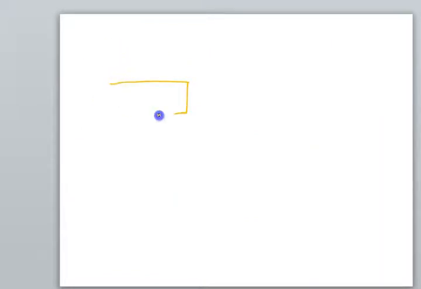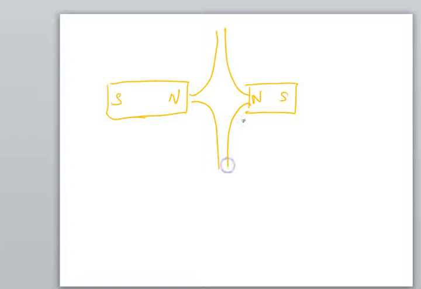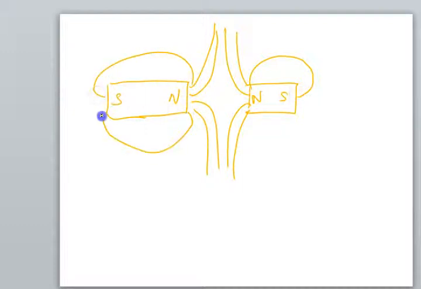For example, what if I have a bar magnet that looks like this? North, South. North and north, you're going to have repulsion. So you're going to have lines that look like this, the repulsion lines. The lines still come to here. So north will still go to south, north will still go to south.